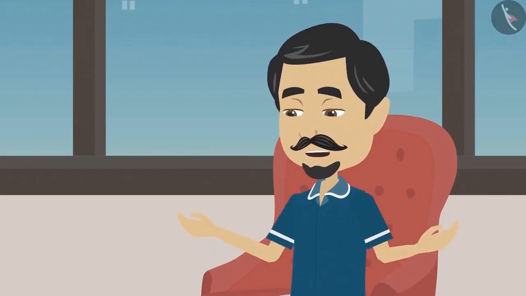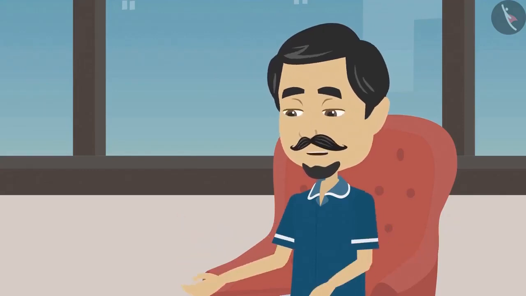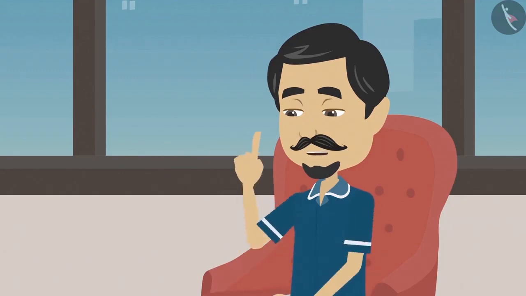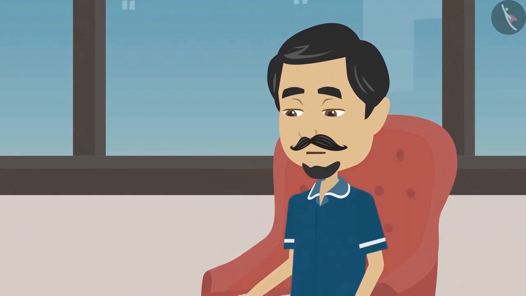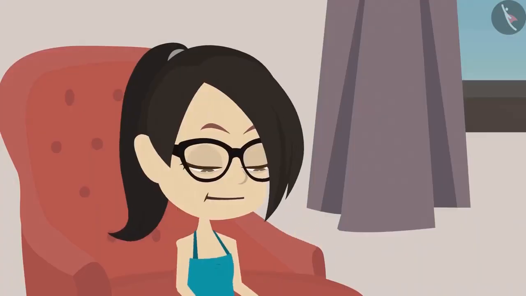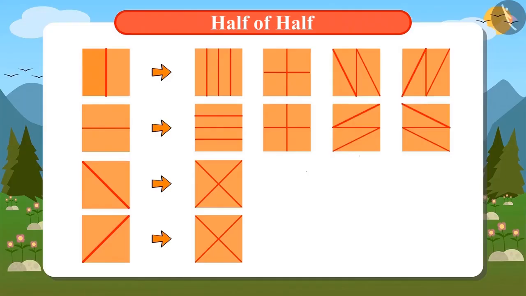Take your time and divide all of them and bring them to me. Then we will decide how we should plant the crops in our field. Okay, Daddy. See, Daddy, I have divided this field into 4 equal parts in these ways. Tell me, are these all correct? Let me see. Hey, you have divided the field into 4 equal parts in many ways.